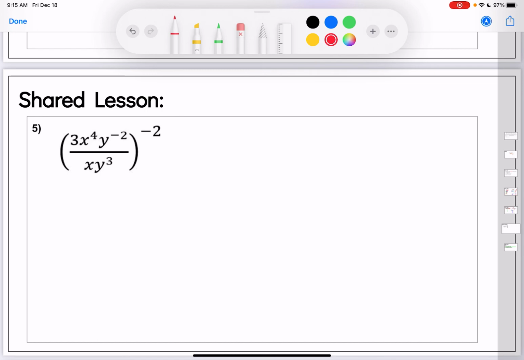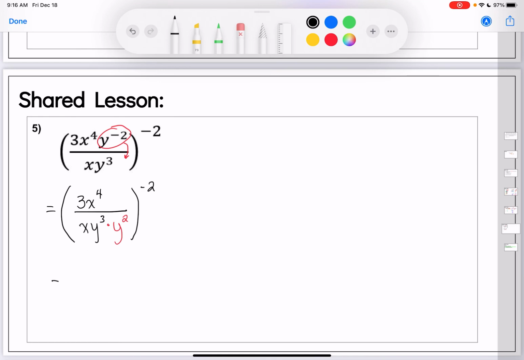First of all, I see that I have a negative exponent up there in my numerator. So I'm going to move this y to the negative second down to the bottom. But I'm seeing that everything else has a positive exponent. That's the only thing that's going to move. So I'm going to leave everything else exactly how it is. 3x to the fourth on the top, staying put. xy to the third on the bottom, staying put. I'm going to move my y squared down to the bottom.